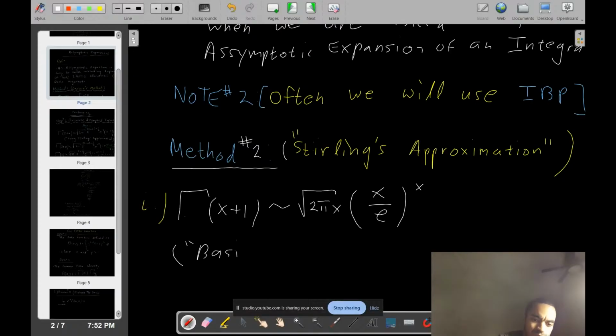Now you're probably wondering when do I use these? You use Stirling's approximation quite often when it's not in integral form, and more likely it's in the form of a gamma function. And when I say that, I usually mean some functional equation that's in terms of a gamma. All right. So this is the basic form.